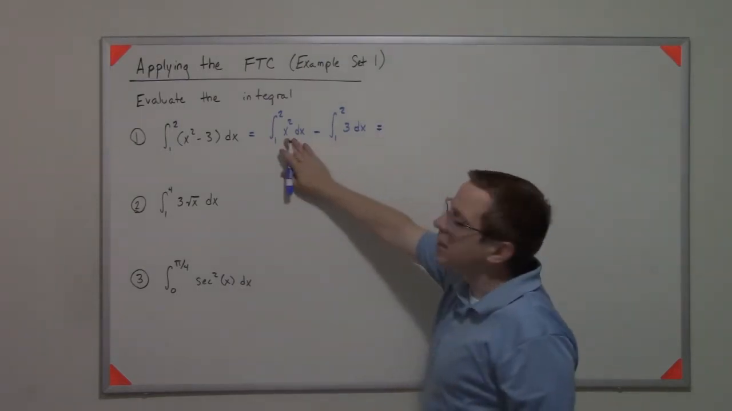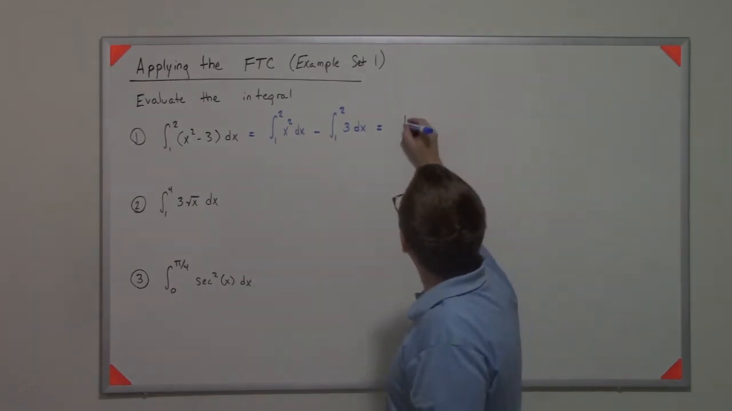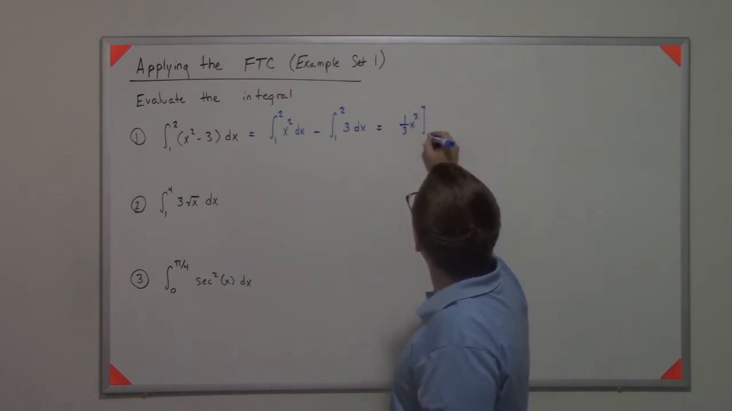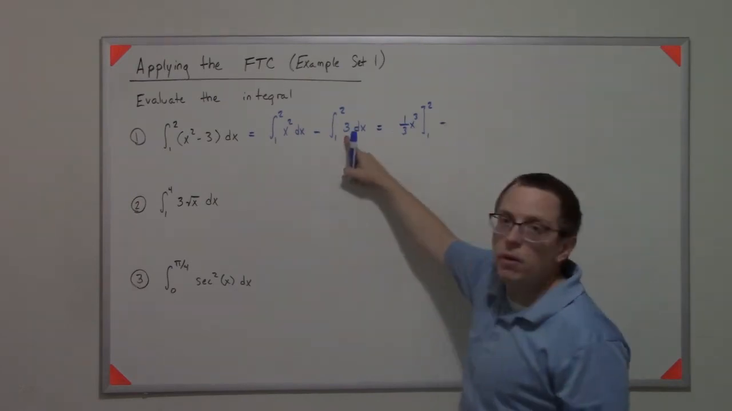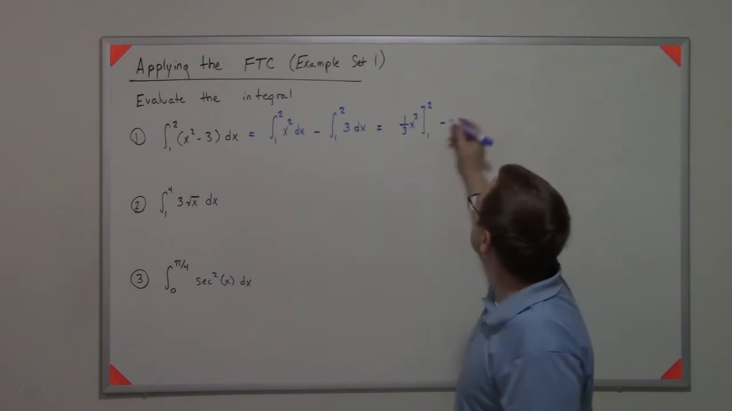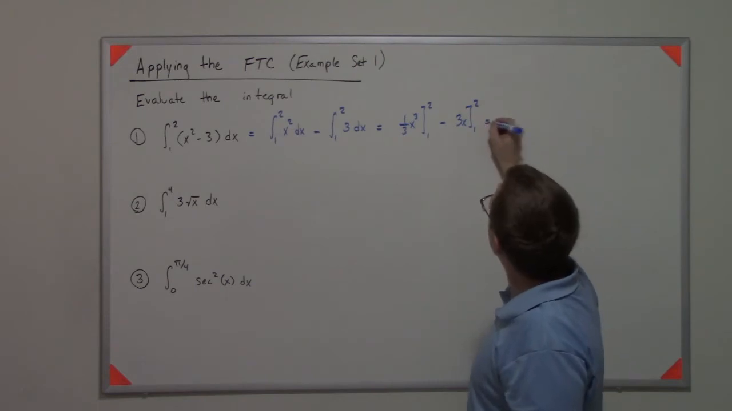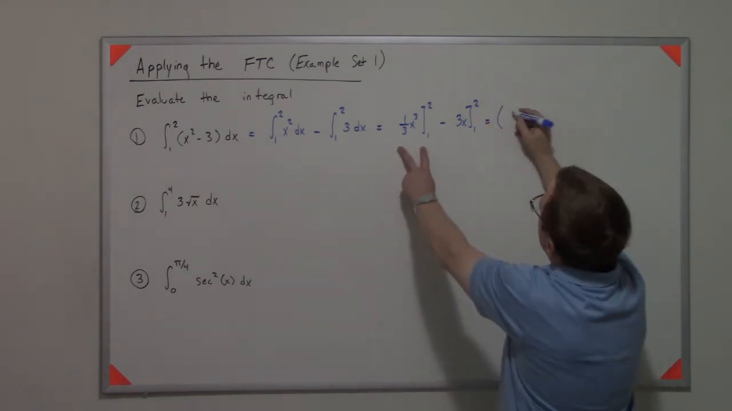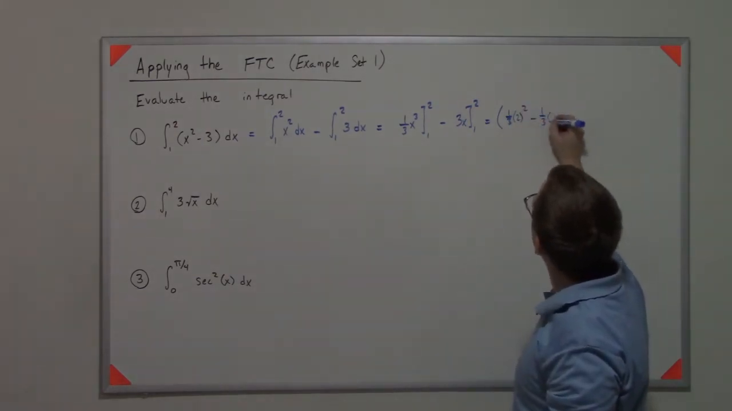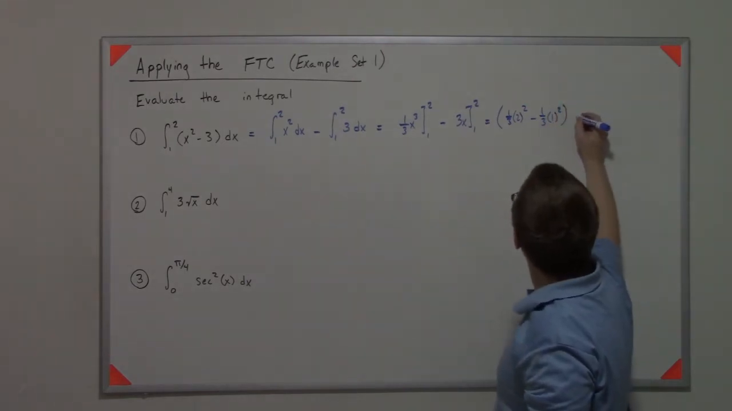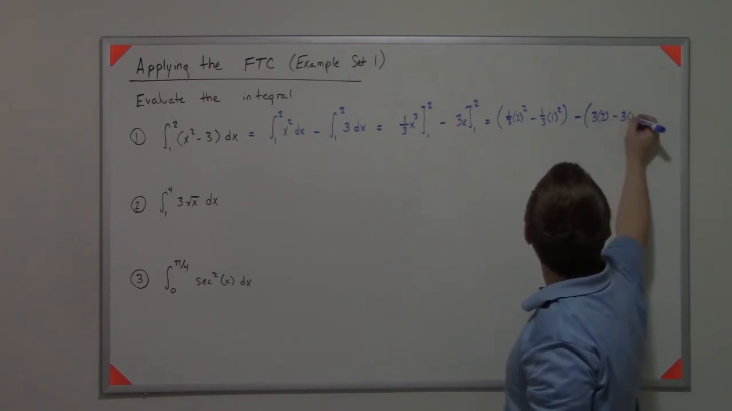Then the antiderivative of x squared: we add 1 to the power and then divide by that power. So it becomes 1/3 x cubed from 1 to 2. And then we subtract the antiderivative of a constant, which is just that constant times x, so it's 3x from 1 to 2. Which is then 1/3 times 2 squared minus 1/3 times 1 squared, minus 3 times 2 minus 3 times 1.